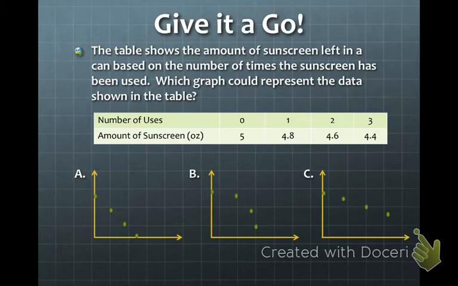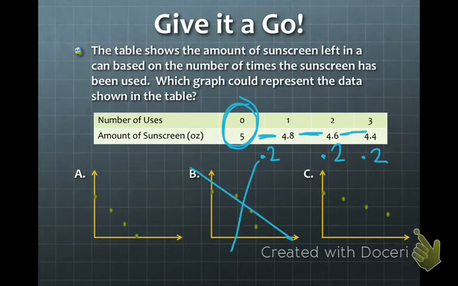All right, so for this one, we're going to compare and see what happens to our sunscreen as we use it. When you have not used your sunscreen at all, you have 5 ounces of sunscreen. When you use it one time, what happens to your amount? Well, it decreases by 0.2. When you use it 2 times, what happens to your amount? It decreases by 0.2 again. When you use it 3 times, what happens to your amount? It also decreases by 0.2. So what's happening is it's decreasing at a constant rate.